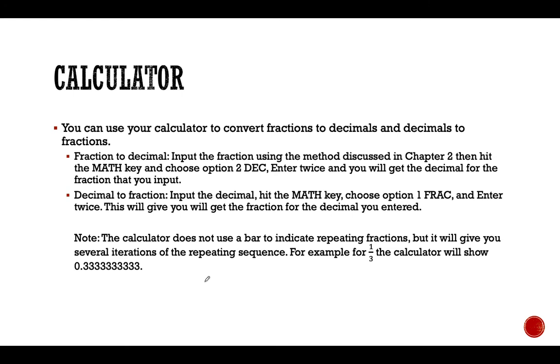The calculator doesn't use a bar to indicate repeating fractions, but it will give you several iterations of the repeating sequence. For example, for 1 over 3, the calculator will show 0.3333333333, and then it'll stop.